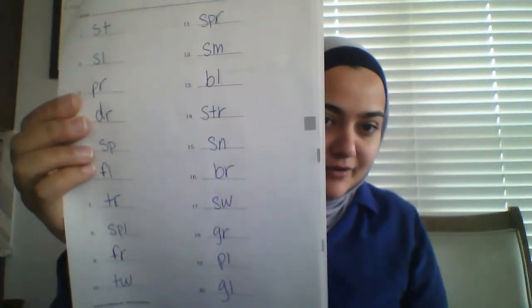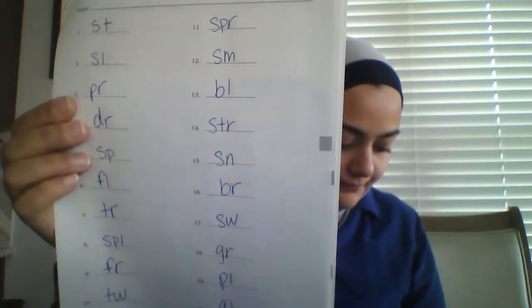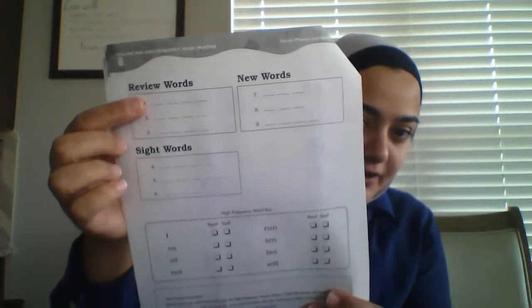Your paper should look like mine. If it does not, you can pause the video now and copy it down. Good job. Now we're going to turn our paper over and put your finger next to number 1. We're looking at where it says review words. Next to number 1, I want you to spell the word step.